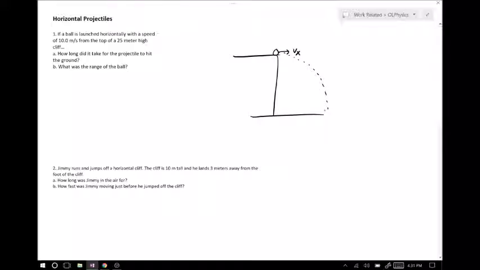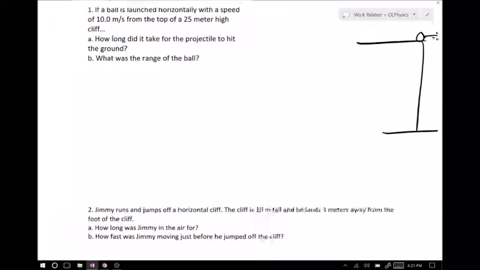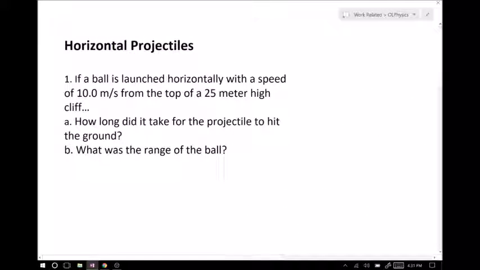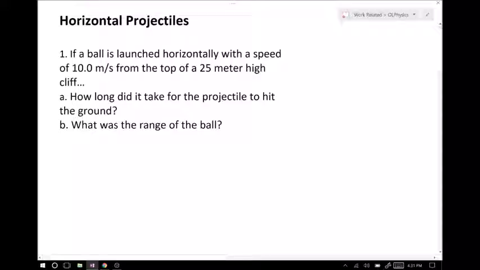What's nice about this is that it essentially takes apart a projectile that launches up and comes back down, really just starting from the top point and calculating everything from there to the ground. So that's what we're going to be focusing on, and we're going to solve for 3 different types of problems. This first one is: the ball is launched horizontally with a speed of 10 meters per second from the top of a 25-meter high cliff. How long did it take for the projectile to hit the ground, and what was the range of the ball?